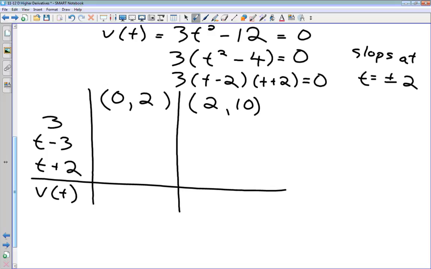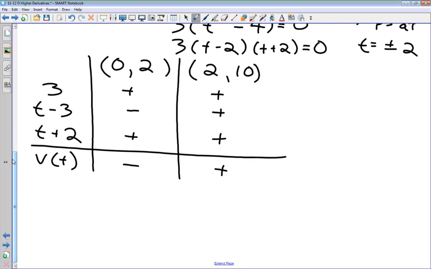So that first term, 3, is always positive. T minus 2 is going to be negative, and then it is going to be positive. T plus 2 is going to be positive and positive. So our velocity function is negative from 0 to 2, and then positive from 2 to 10.